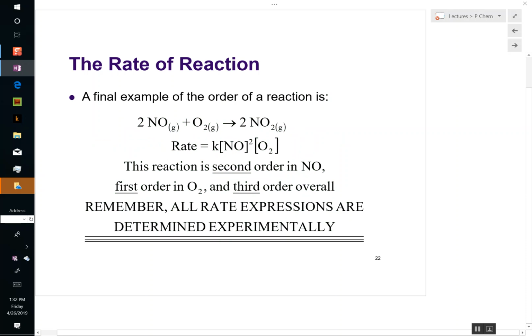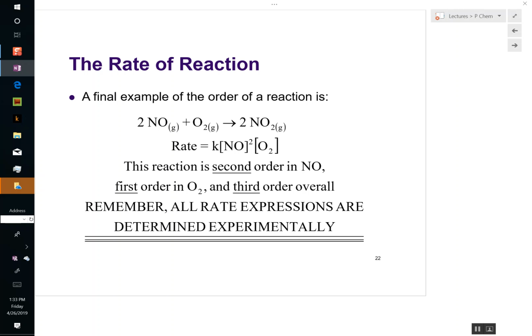Final example of the order of a reaction. Here's NO plus oxygen forming NO2. Second order in NO, first order in oxygen. There's your rate equation. These would have been determined experimentally.